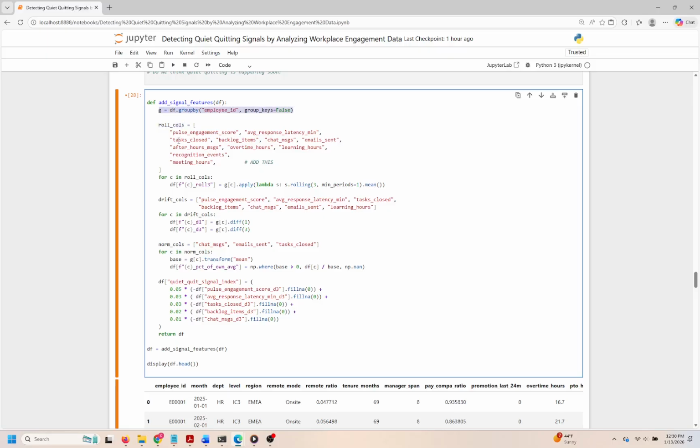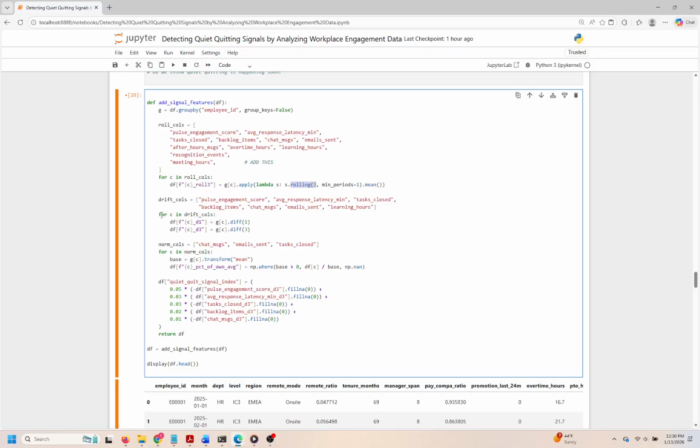The first major step involves calculating rolling averages for specific metrics, like engagement scores and response times over the last 3 time periods. This provides a smoother trend that helps in recognizing patterns in employee activity and productivity. Next, the code computes the differences of key metrics over 1 and 3 time intervals for selected features. This step is crucial for detecting changes in behavior, such as sudden drops in task completion or fluctuations in responsiveness, which could signal broader engagement issues.